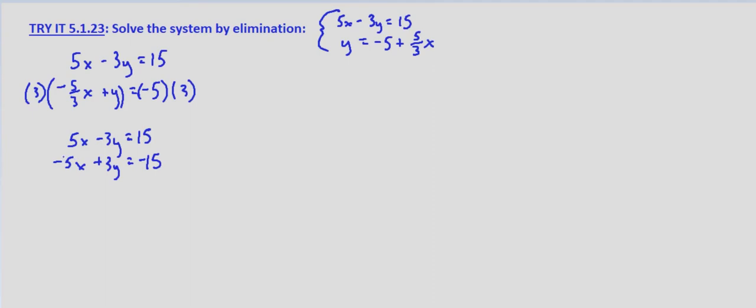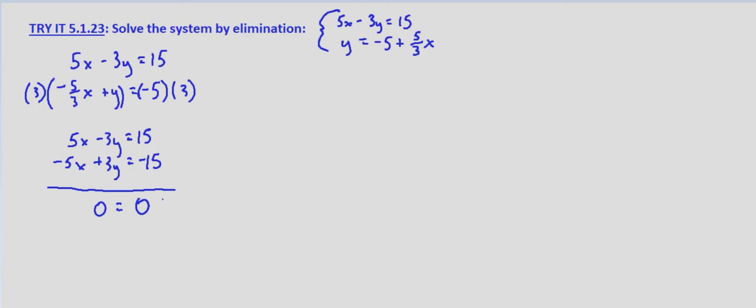Now you should notice that if we multiplied either equation by negative 1, we'd end up with the other equation. But what we'll do is simply add the equations. Negative 5x plus 5x is 0. Negative 3y plus 3y is 0. And 15 plus negative 15, again, is 0. So this is a true statement.